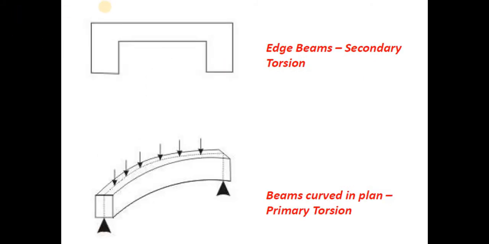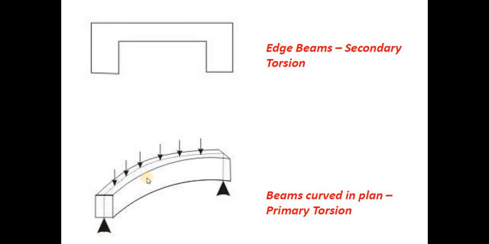Edge beams. So in edge beams, what is going to happen is there is only a load from one side, so the other side will be empty. So due to which some torsional movements are going to generate, and it is called secondary torsion.